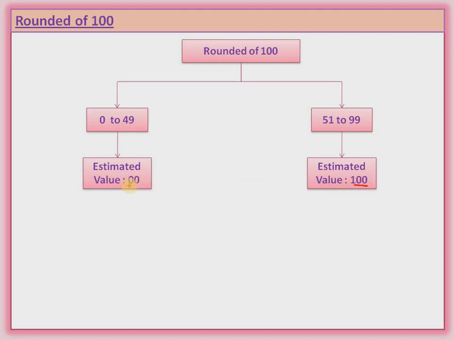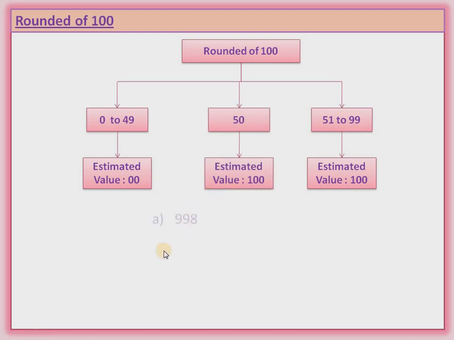Okay, in category number 1, 0 to 49, the estimated value is 00. Now tell me, the remaining number is 50. It should be categorized into category number 3. Understood? Clear? Okay, now we will see different examples so you can understand.